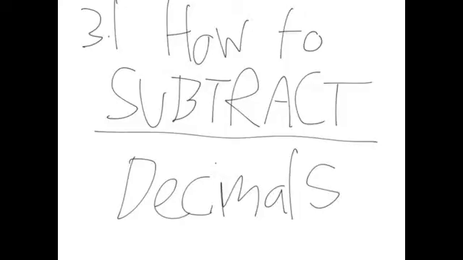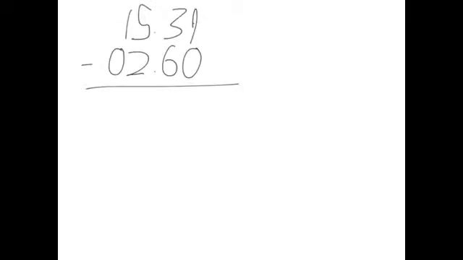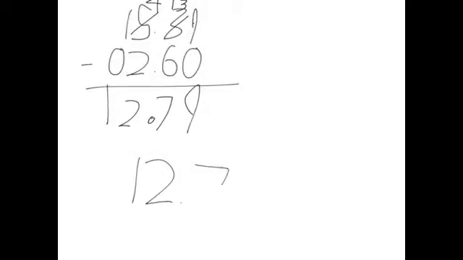How to subtract decimals. First, we have to do 9 minus 0, which is 9. Then we have to do 3 minus 6, but you can't do that, so we have to carry. So we turn the 5 into a 4 and turn the 3 into a 13. Now, 13 minus 6 is 7. Put your decimal down. And then 4 minus 2 is 2, and 1 minus 0 is 1. So your answer is 12.79.